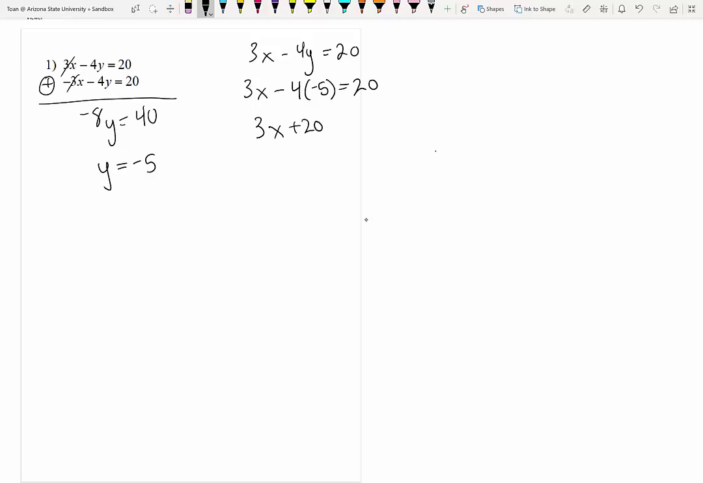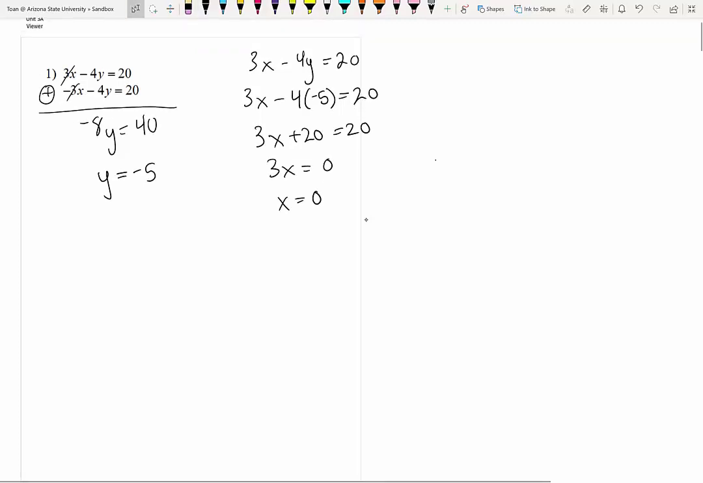That's plus 20 equals 20. Subtracting 20 gives us a 0. Dividing by 3 keeps us with a 0. Now remember, solutions to systems are coordinates, so my answer is 0, negative 5.